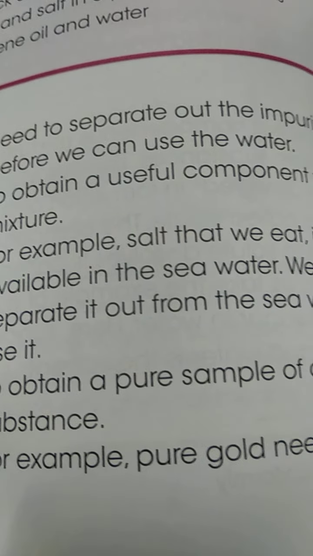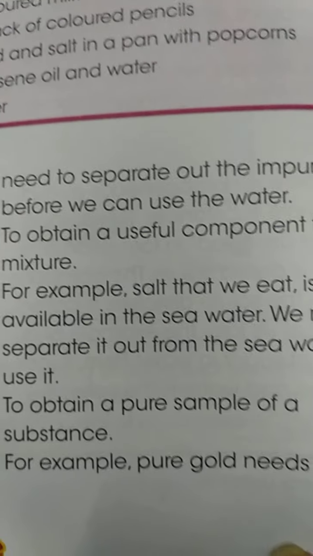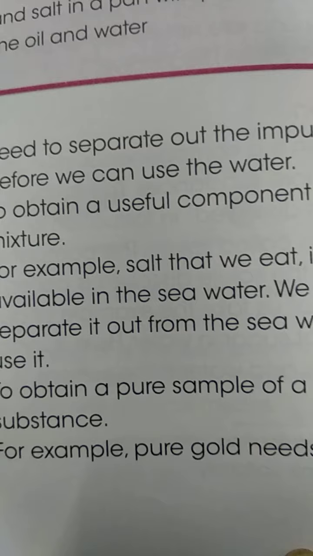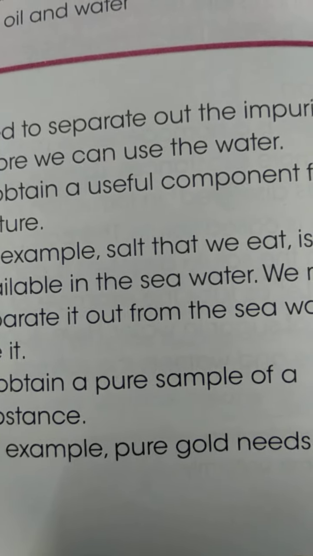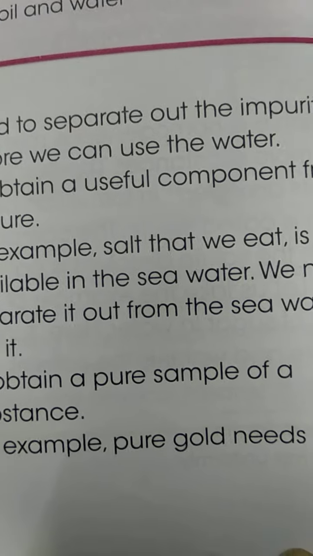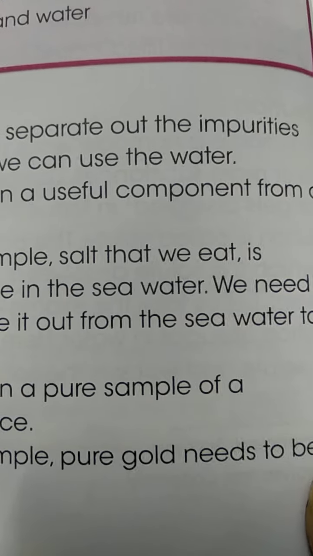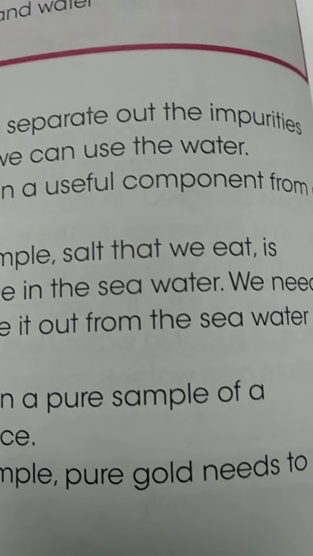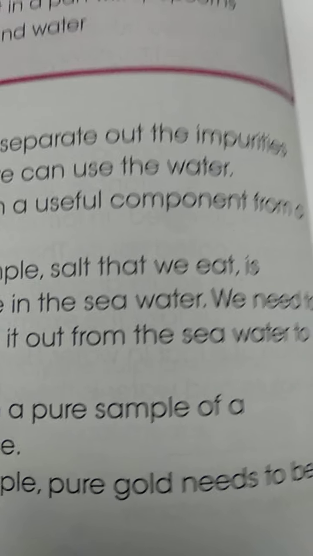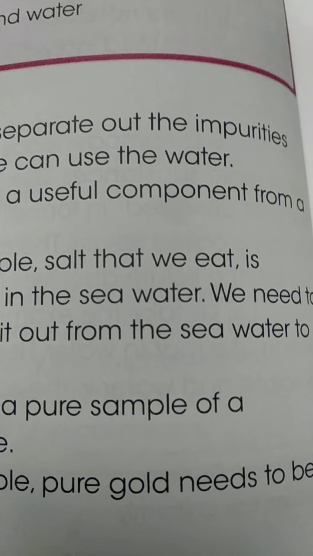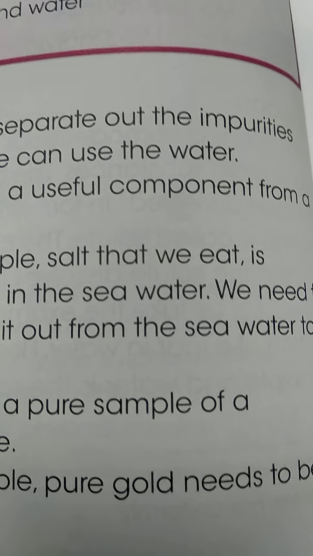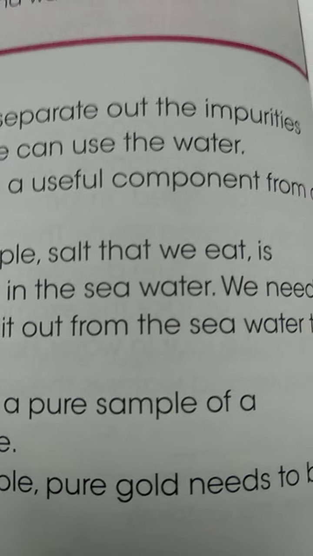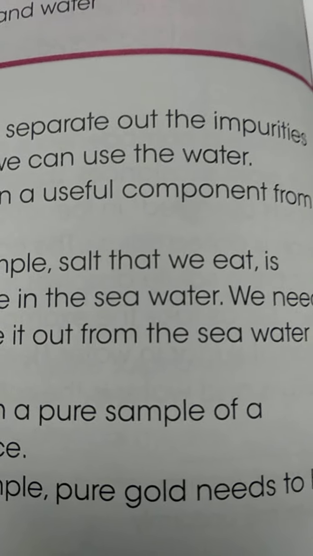To obtain a useful compound from a mixture. Example, to obtain salt from seawater, how it is done, and to obtain a pure sample of a substance. Example is gold. How gold is prepared and taken out, and how we get the pure gold to make ornaments, or from the ornaments how pure gold is separated and the alloy is taken out.